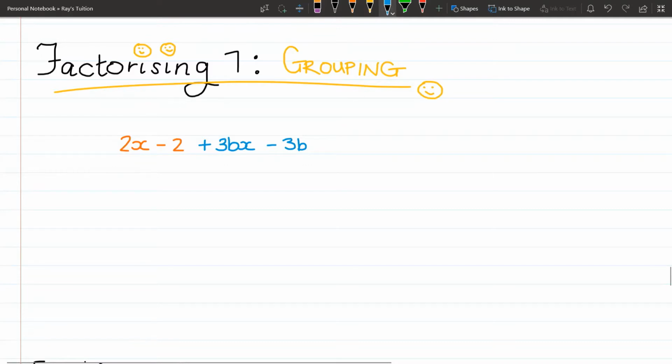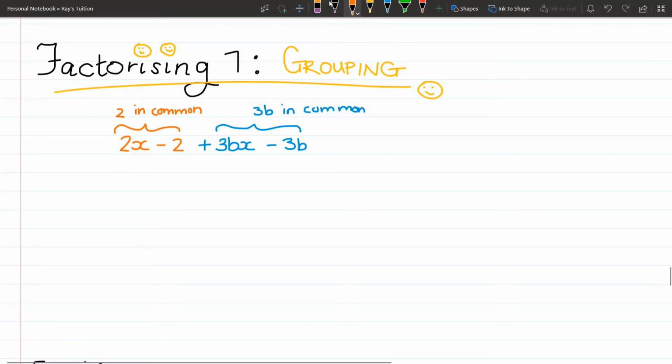So what is grouping? It's when we have three or more terms and there's nothing in common across all of the terms, but we can see that in certain groups they are common. So if you have a look at this example, you can see between the 2x and 2, there is a 2 in common. And if we look at the 3bx and the 3, there is a 3, or 3b, in common. So if we look across the whole thing, there's nothing in common between all four terms, but there's something common between these two and something common between those two.